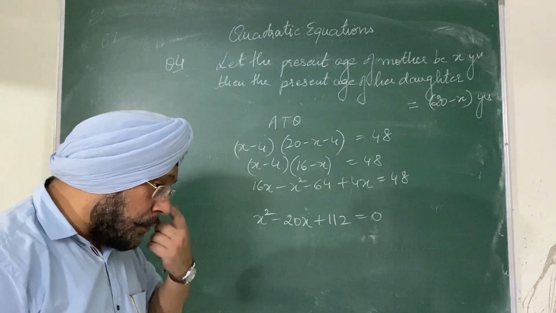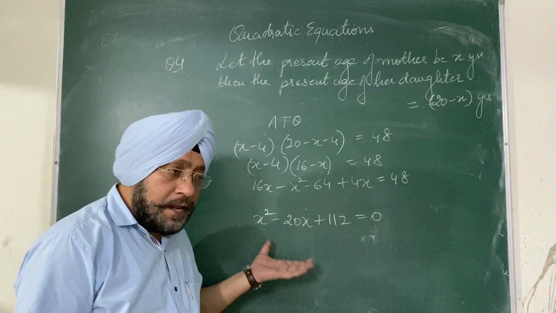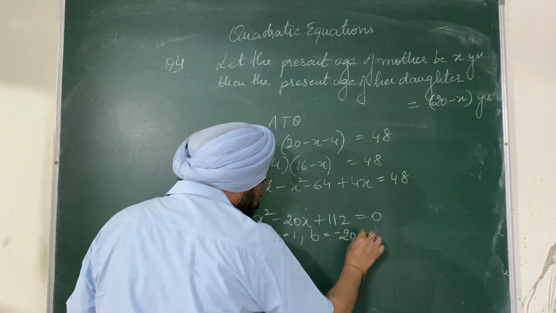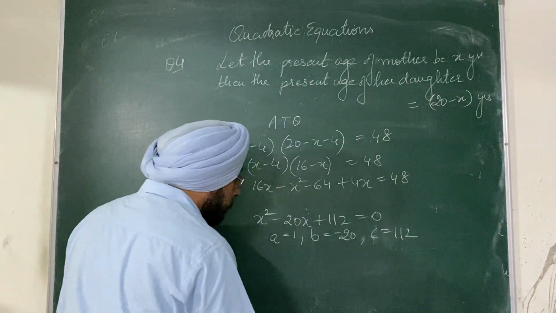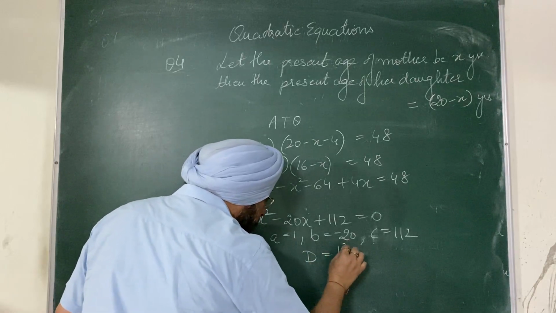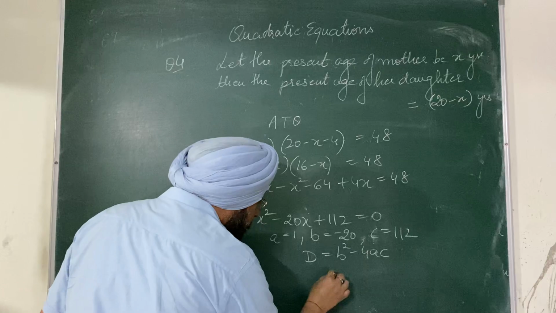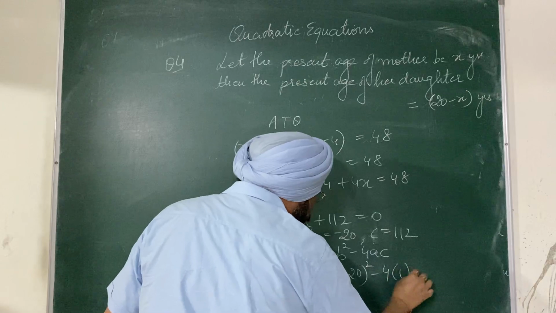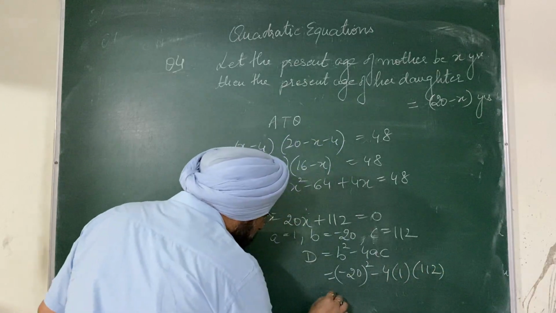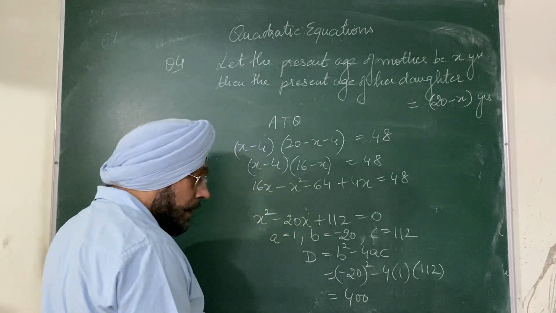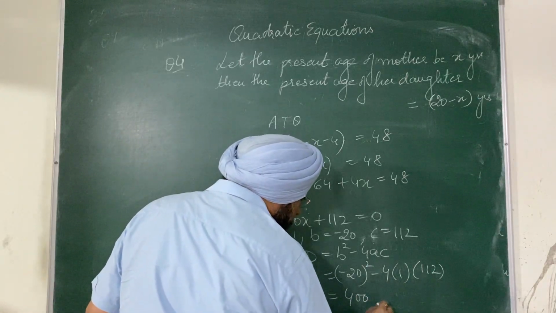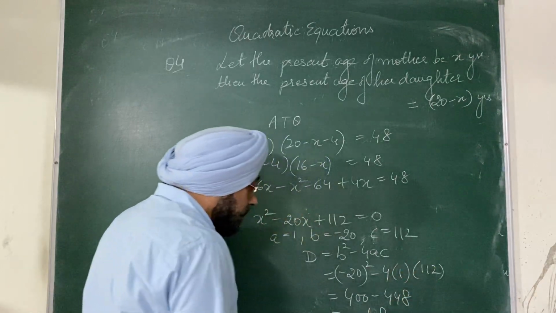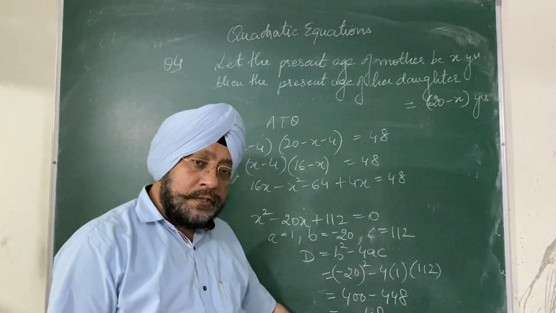So let's see whether the situation is possible or not. For that we have to find the D. So here A is equals to 1, B is equals to minus 20, C is equals to 112. So we are able to get D, that is B square minus 4AC. This is equals to minus 20 square minus 4 into 1 into 112. So we can get 400 as the square of minus 20, and this is equals to minus 448. So we can see we are getting D as negative value, means D is equals to minus 48.